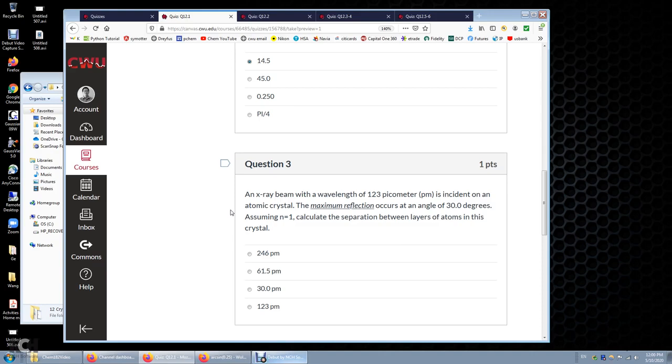In this case, let's say they differ by just 1 lambda, assuming n equals 1. So lambda is 2 times d times sine theta. Sine 30 degrees happens to be 1/2, times 2 times 103. The result should be 103 picometers.